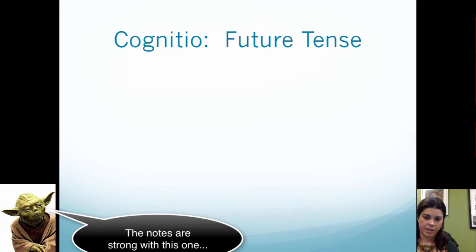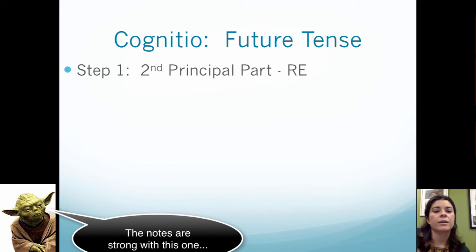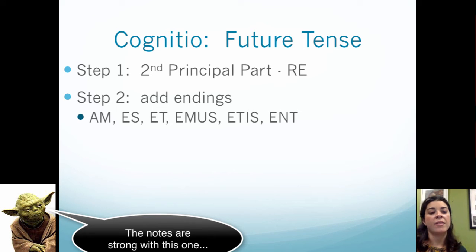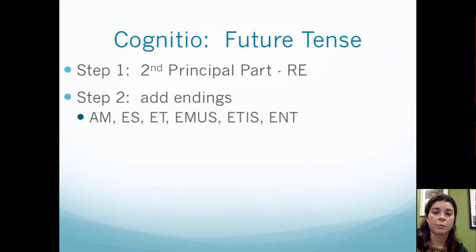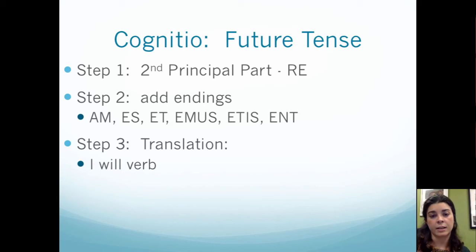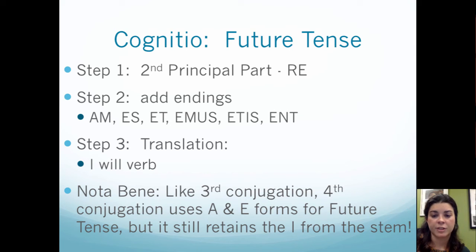Now let's talk about future tense. The first part is going to be the same as what we had with the other one. You're still going to use second principal part, and we're going to take off the -re. The next step is we're going to add the endings -am, -es, -et, -emus, -etis, -ent. Now this, of course, is going to be the ones we use because remember 1 and 2 use -bo, -bis, -bit, but 3 and 4 use a and e for evermore, or a5e. So we're going to use -am, -es, -et, not -bo, -bis, -bit. The next step is to translate, and it will translate as I will verb. And again, remember, third and fourth use the a and e forms for future.